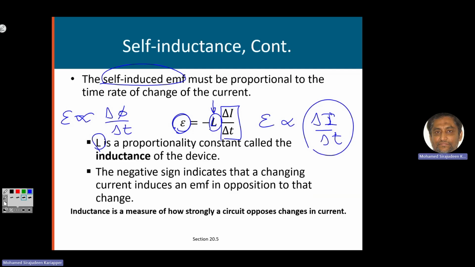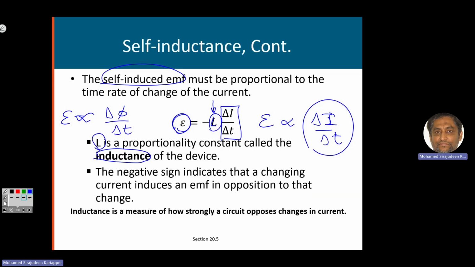Because the EMF will be such that it will oppose the change. If the current is increasing, it will produce the EMF to decrease the current. If I is decreasing, it will produce the EMF to increase the current. That's the meaning of the negative sign. It will always oppose the change. So this is the inductance of the device. The device happens to be a coil, simple. So we call it an inductor.